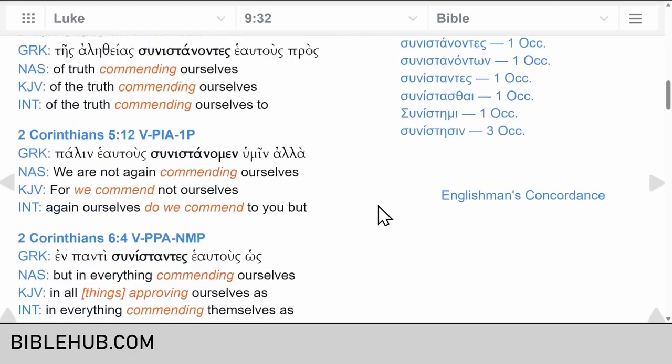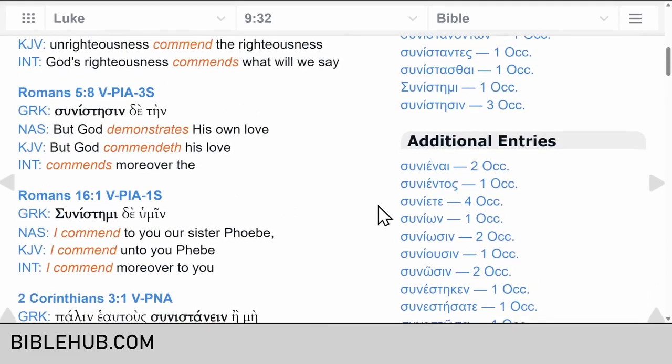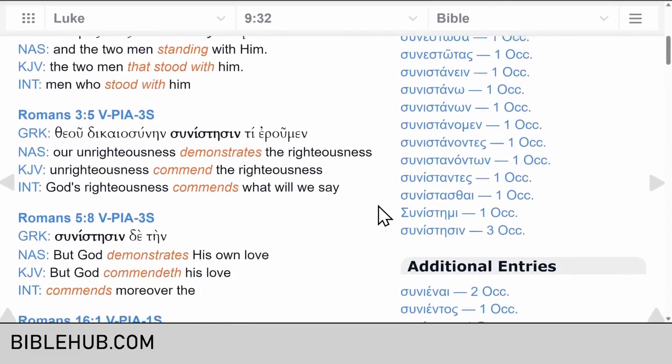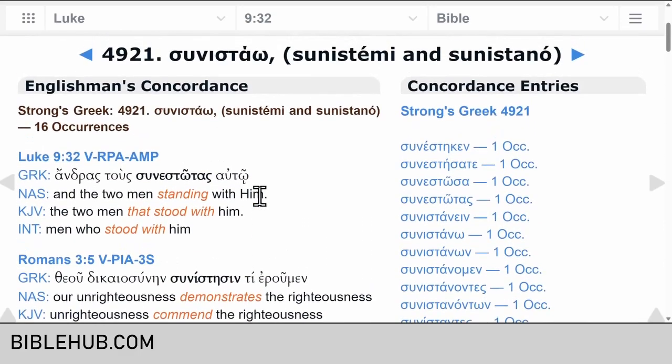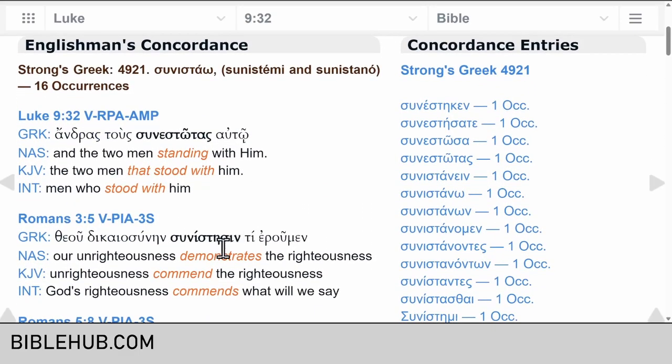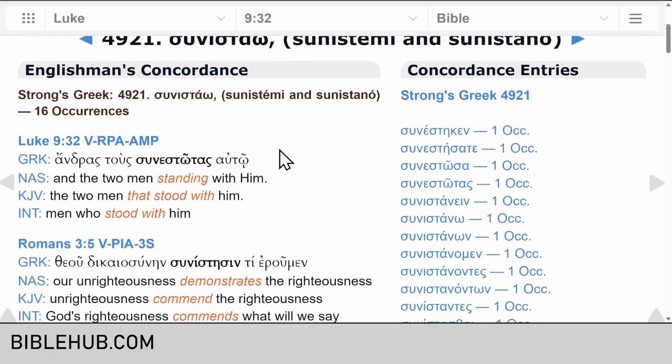Okay, so you can see how it's translated in different verses. This one's a little bit different. God demonstrates his own love, but it's a very, very similar word at least. Or it's a connected word. Our unrighteousness demonstrates the righteousness. And here it talks about two men standing with him, which is interesting.